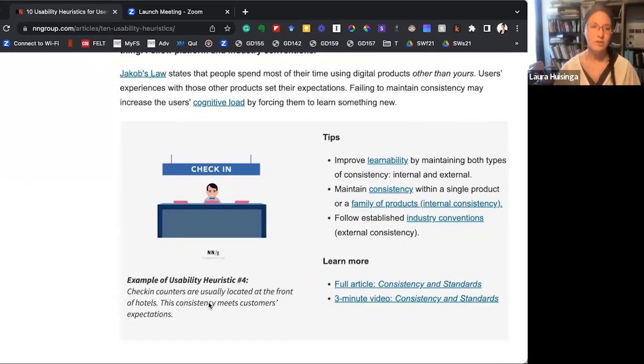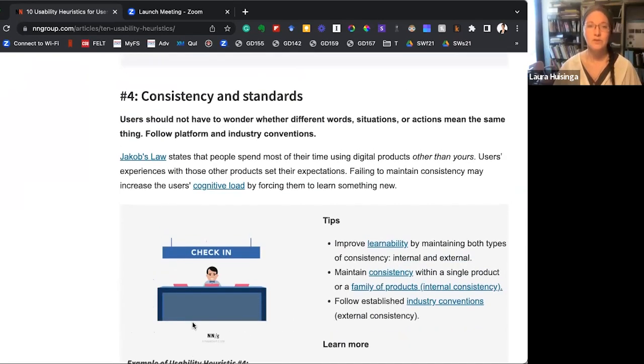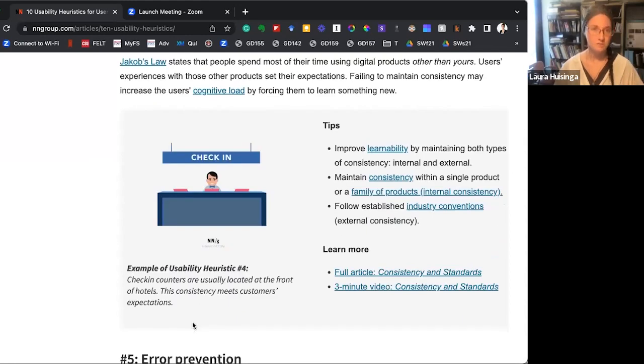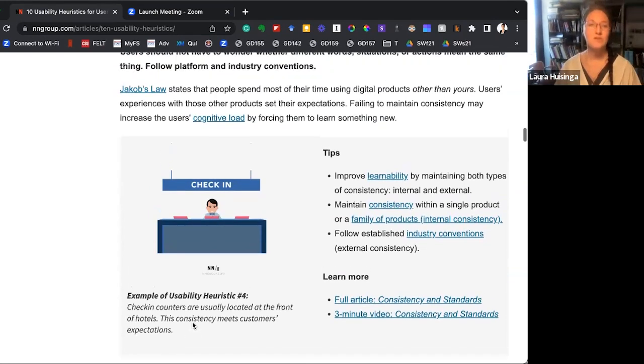An example of this heuristic is check-in counters are usually located at the front of a hotel. This consistency meets customer expectations. For instance, when you walk into a hotel and immediately you go to the counter, right? This is also similar to restaurants. Normally you walk into the front of a restaurant and there's a hostess stand where you're supposed to be seated. Sometimes, however, if you walk into a different door, you might have to find that hostess stand, and that could be confusing, or you might be uncertain if you're supposed to just seat yourself.